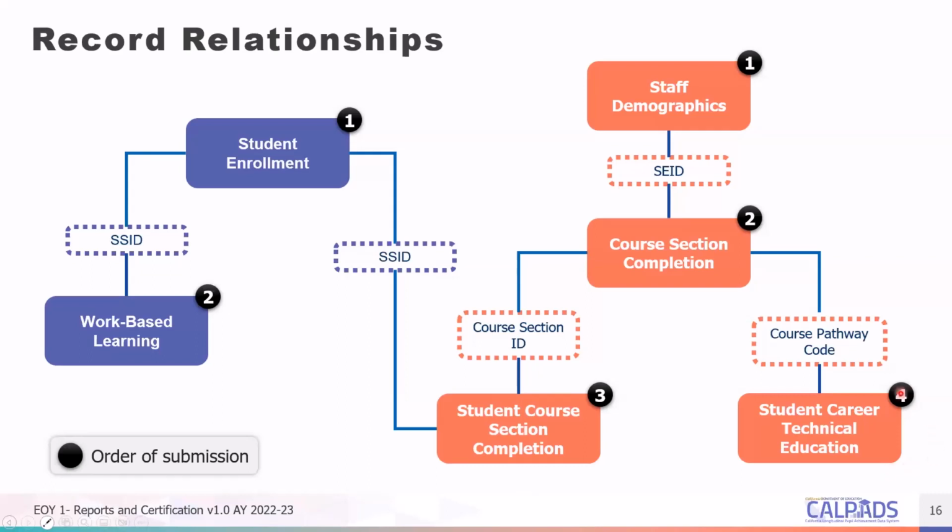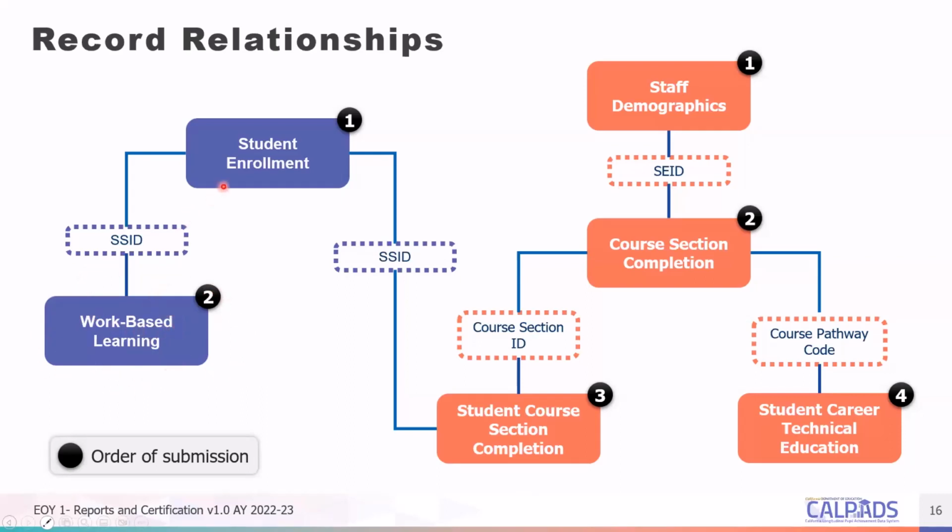The SCTE file, or Student Career Technical Education file, is submitted to identify completers of specific CTE pathways. The course pathway code ties the SCTE record to the course section completion record in order to validate that CTE students receive the correct pathway curriculum. And finally, the work-based learning file may be submitted independently of the other EOY file types.